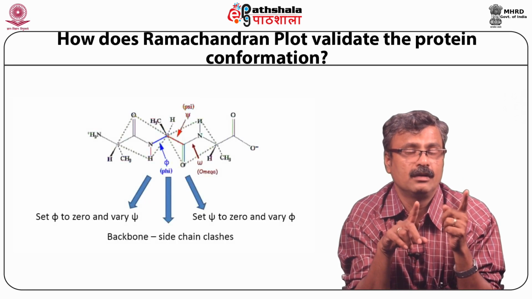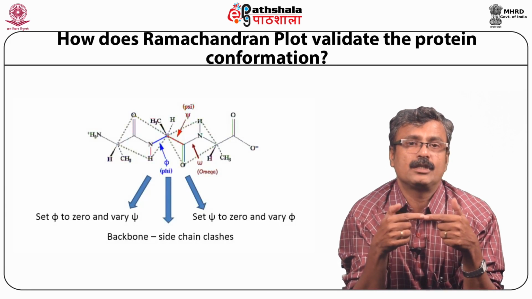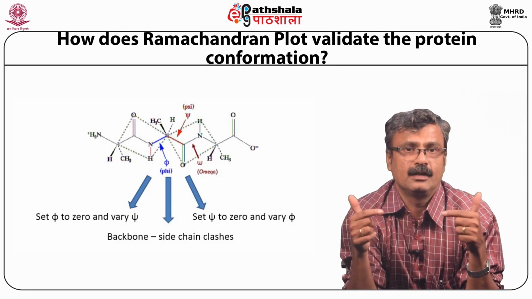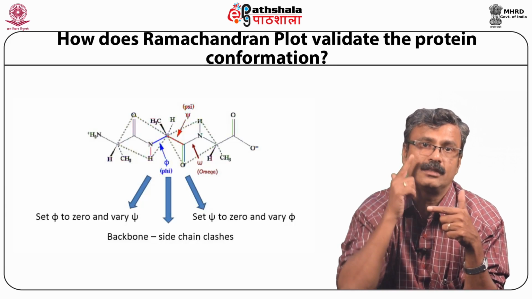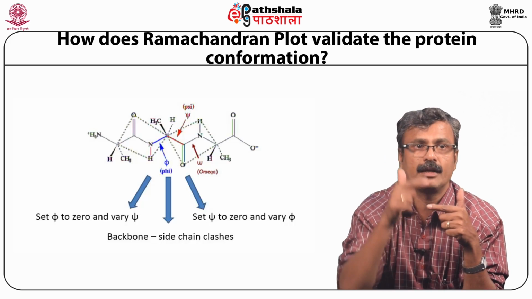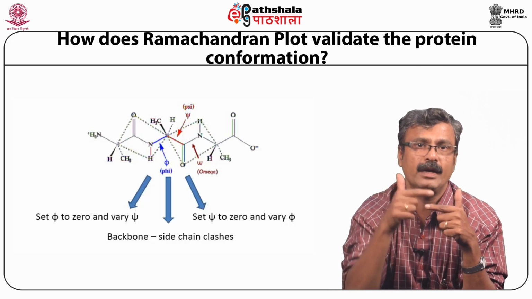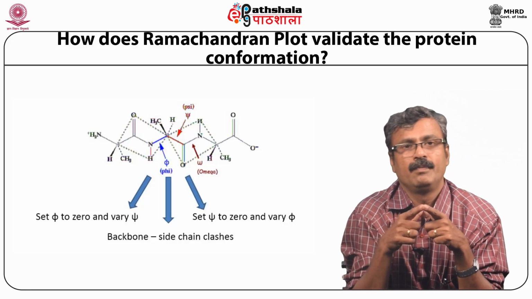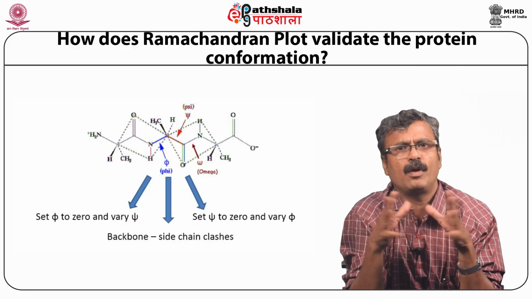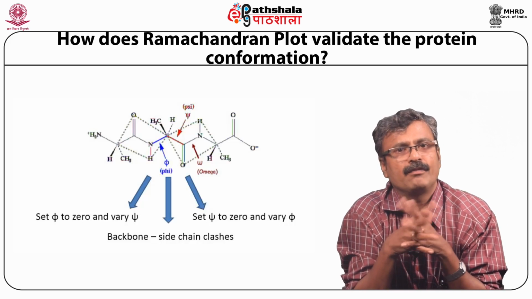The first question is how can we justify the model? Is the model correct? To answer this question, we have to analyze the structure using the Ramachandran plot. Residue by residue we have to analyze; the phi-psi combinations have to be verified to establish the validity of the model. And then how does the Ramachandran plot validate the protein conformation?